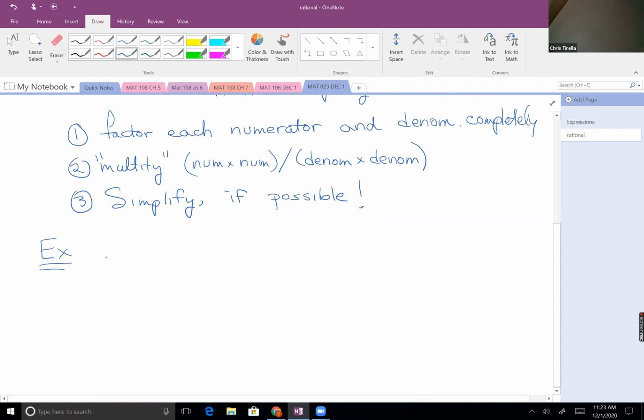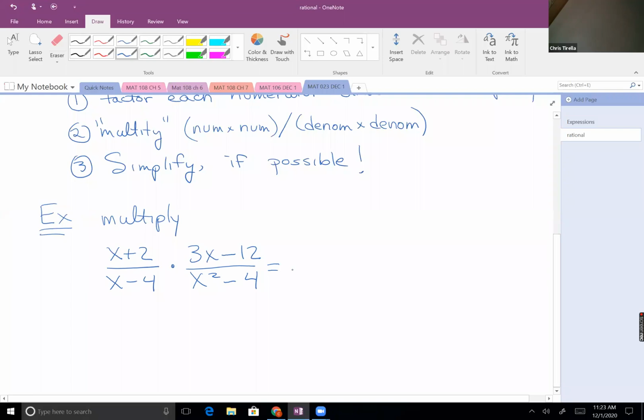So first example, let's multiply. And let's look at x plus 2 over x minus 4 times 3x minus 12 over x squared minus 4. And so what we're going to do is we're going to factor each numerator and each denominator.